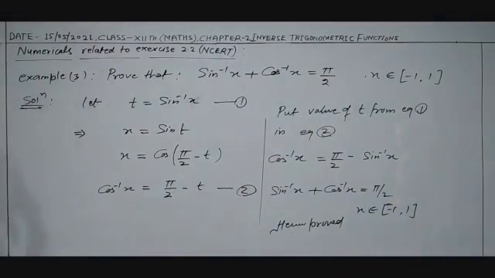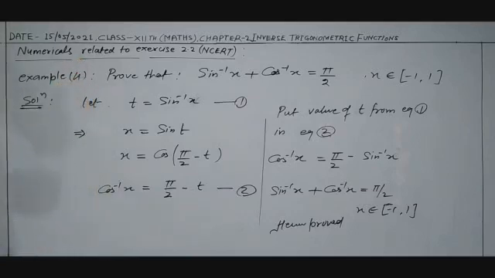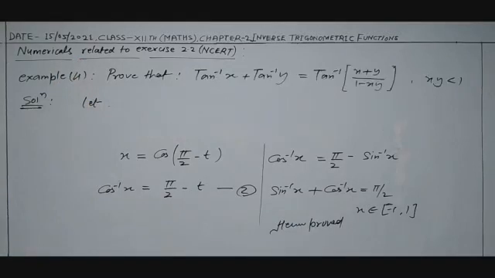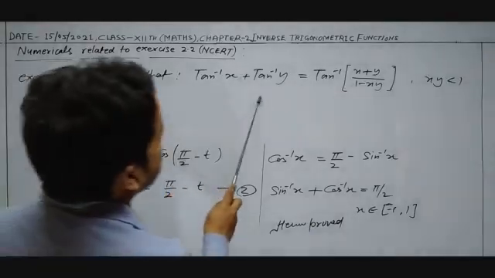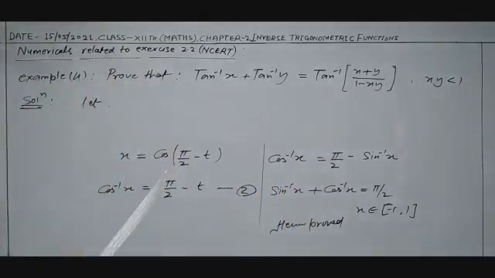Now come to the fourth proof. Prove that tan inverse x plus tan inverse y is equal to tan inverse of x plus y whole upon 1 minus xy, such that xy is less than 1. So this is our proof.